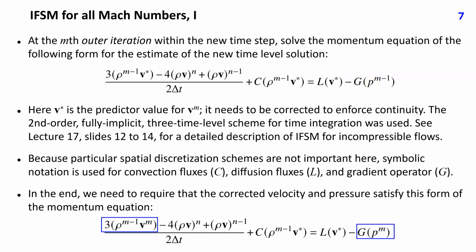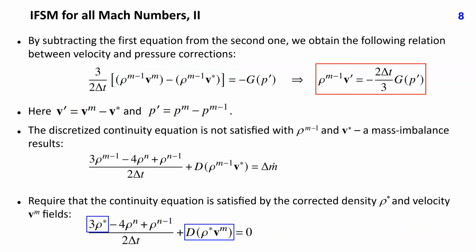In the end, we need to require that the corrected velocity and pressure satisfy this form of the momentum equation, in which the velocity in the rate of change term and the pressure are updated, with the aim to enforce the mass conservation. By subtracting the first equation in the preceding slide from the second one, we obtain the following relation between velocity and pressure corrections. Here, the velocity correction is defined as Vm minus V star, and the pressure correction is defined as Pm minus Pm minus 1.